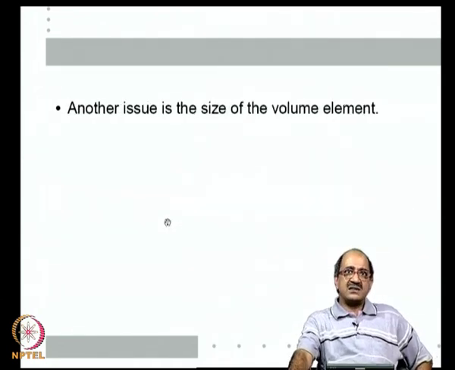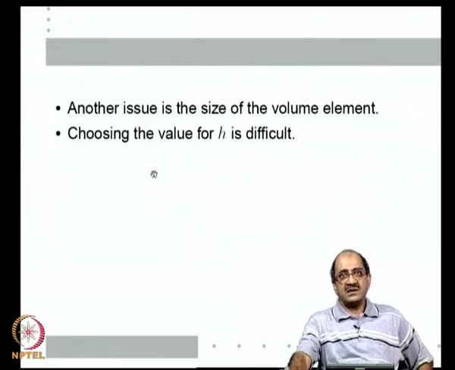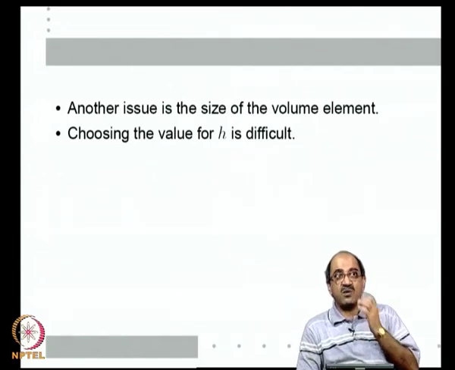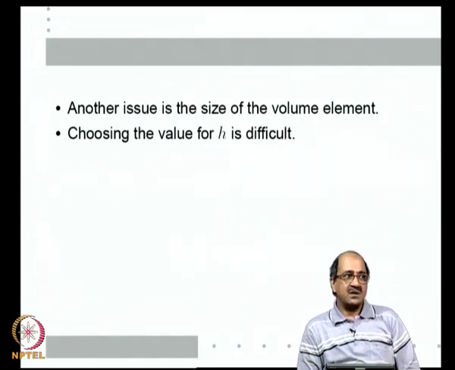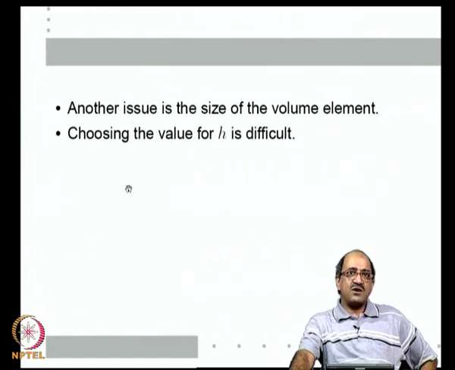Another issue with kernel density estimate is the size of the volume element. As I said, the choice of H is critical. At any given time we have only finitely many samples. So, I have to choose a particular H, and there are no simple rules to say which H is reasonable for a given sample size. Also, the same value of H may not be good at all points in the feature space, right.